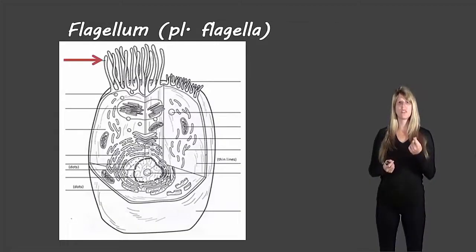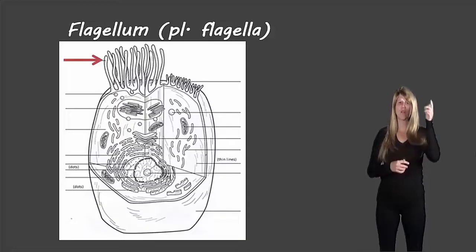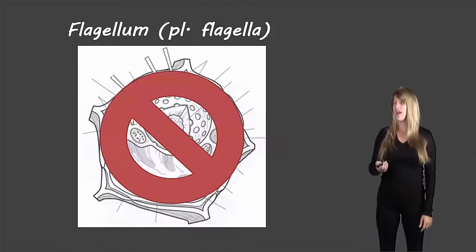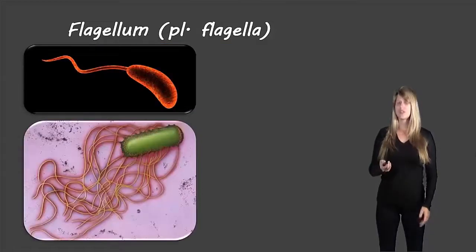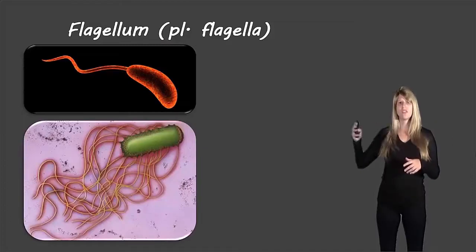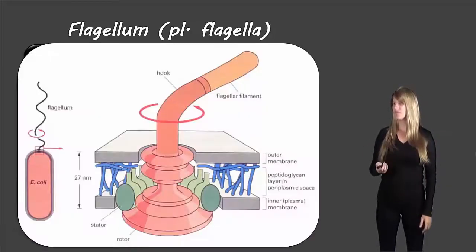So flagellum is singular, flagella is plural, so this cell has several flagella. And these are the longer extensions. They also sort of look like hair, but they're much longer. And these don't exist in the plant cell. And the role of the flagellum is for movement. So the most classic example is a sperm cell. It has one flagellum and it's used to help the cell move along. Below that picture is a bacterium and it has several flagella to help it move along.